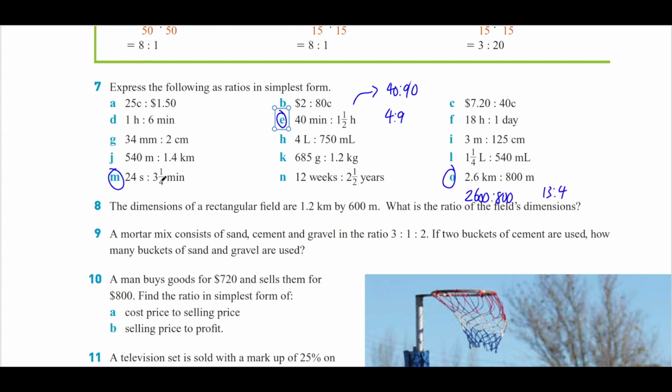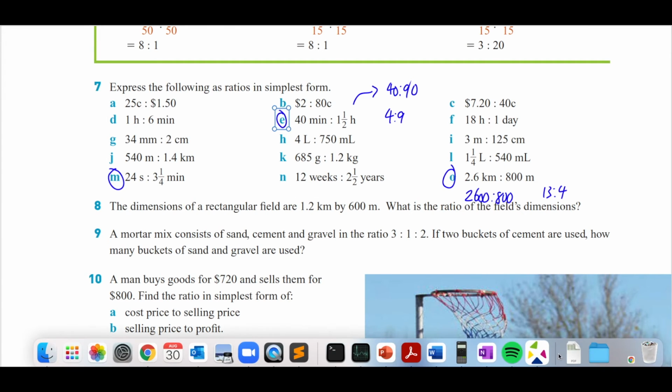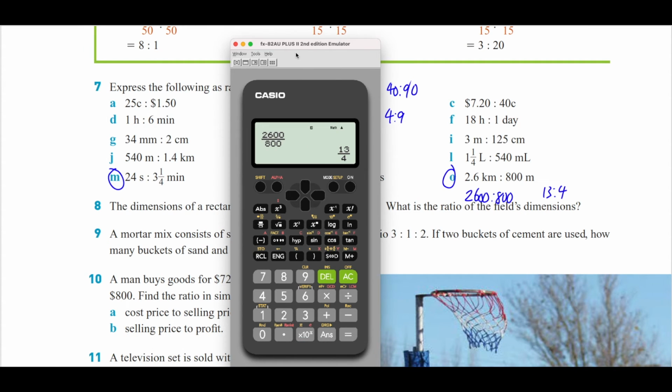So now 3.25 minutes. So we know we have to convert the minutes into seconds, right? Because the minute is the bigger unit. How do I convert 3.25 minutes to seconds to compare with 24 seconds? What you can do is this. Take out your calculator first. Now we know that 1 minute has 60 seconds, right?